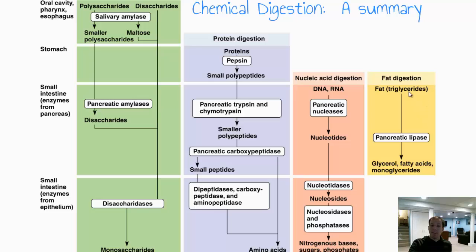And then finally fats. So the enzymes to digest fats come from the small intestine, or from the pancreas, and those things are going to be absorbed in the form of glycerols and fatty acids.